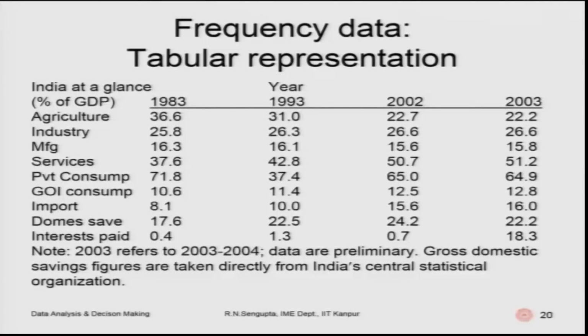Frequency data in a tabular representation can be given as another example. Say, for example, we consider India at a glance in all its economic parameters. We have the percentage of GDP given along the first column, covering agriculture, industry, manufacturing, services, private consumption, government consumption, imports, domestic saving, interest paid, and so on and so forth. This is for the years 1983 and 2003. Based on that we are trying to finalize. So, in 1983 the agriculture share is given as 36.6 percent, and it goes to 22.2 percent in 2003. In the interest paid, it is 0.4 for 1983, and it goes to 18.3 in 2003. So, if you see at a glance, you can find out the percentage change which we have.